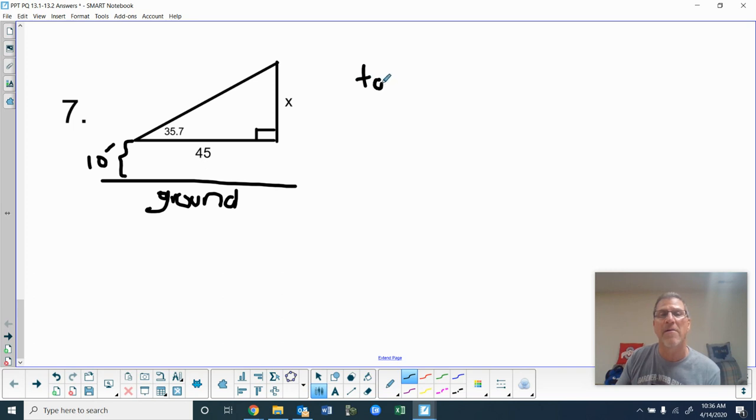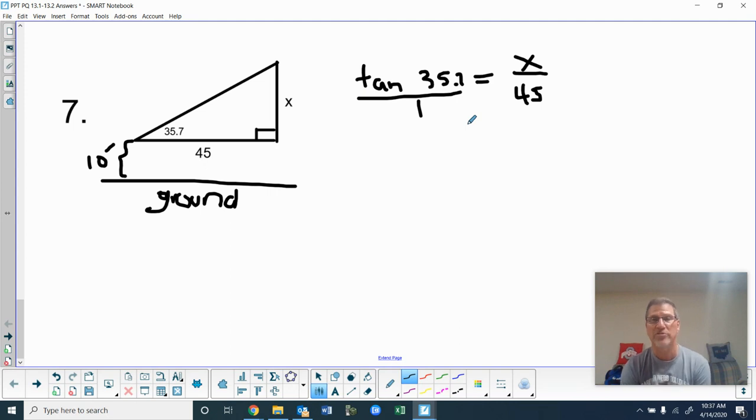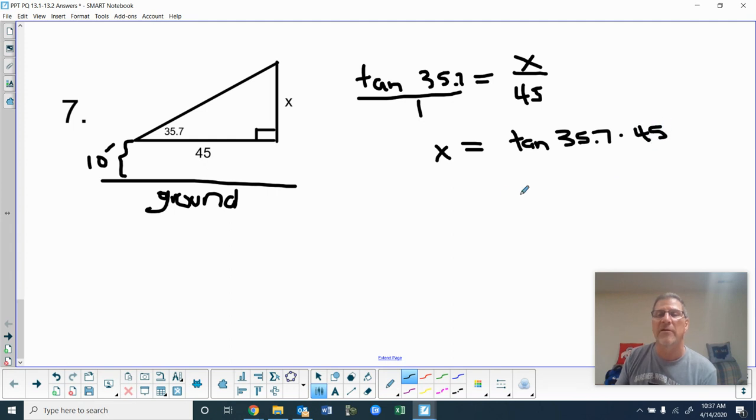So I'm going to go tangent to set up my equation of tangent 35.7 equals opposite x over adjacent 45. So there's my equation, and I just solve for x. A lot of kids will just make it a proportion, put that left side over 1 and cross multiply. 1 times x is x, and then tangent of 35.7 times 45. That'll be our answer. But remember, we'll have to add 10.